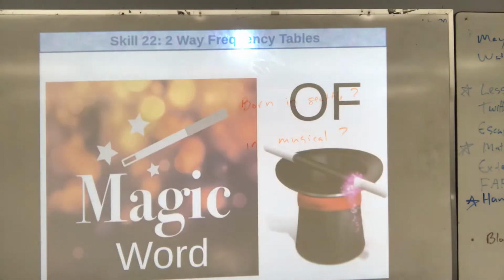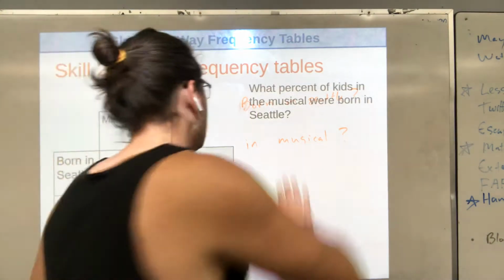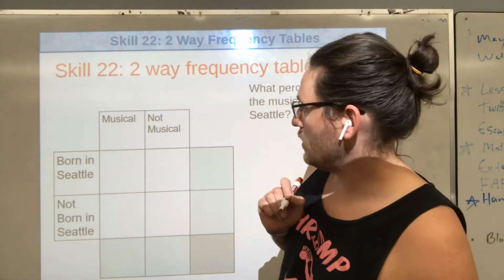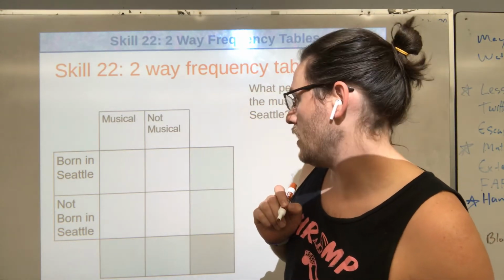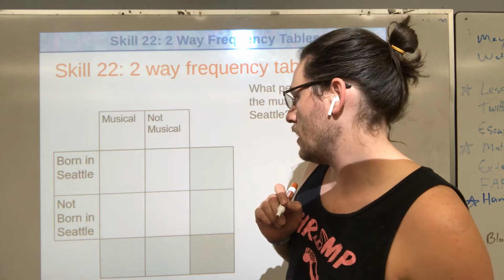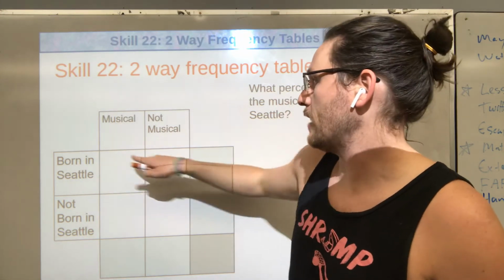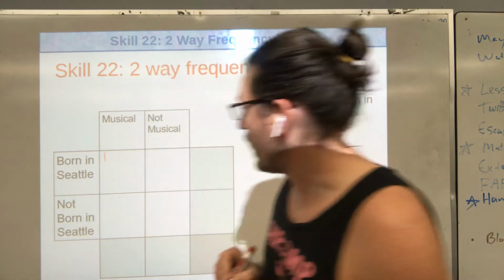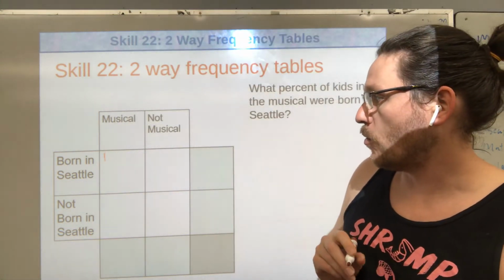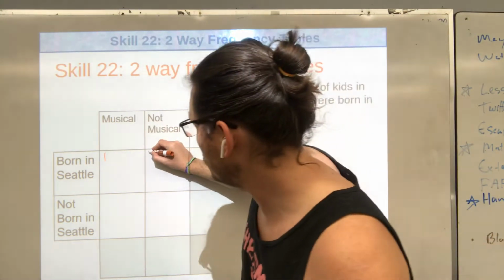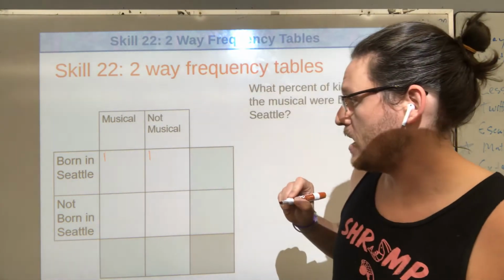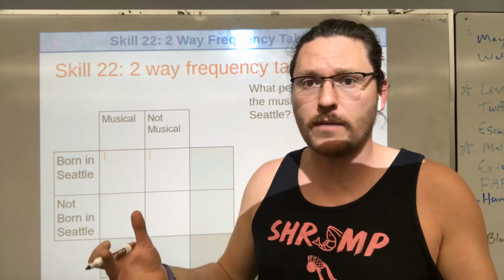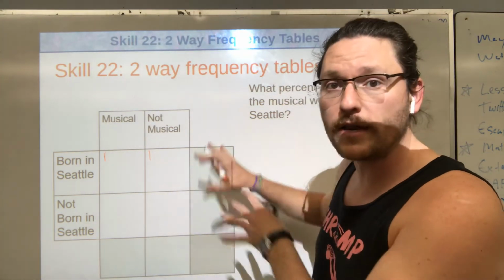So let's go ahead and let's include some labels on that table, okay? So let's pretend maybe Diego was born in Seattle and he was going to be in the musical. So maybe Diego goes here. Okay, maybe Willow was not going to be in the musical, but she was born in Seattle. Okay, maybe Aaron was not born in Seattle, right? Like, so just pretend everybody in our math class gets put into one of these squares.